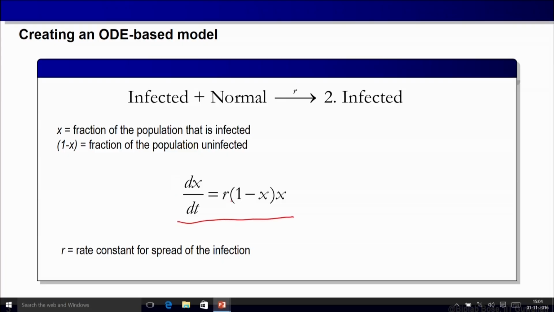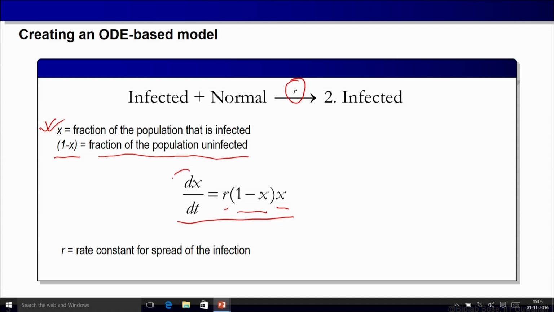dx/dt is equal to r into (1 minus x) into x. Let us look into each of these terms. X represents the fraction of the population that is infected with the disease right now. For example, maybe 2% of the population is infected with common cold right now in my institute. Then 1 minus x is the fraction of people who are uninfected. And r is the rate constant of spread of infection.